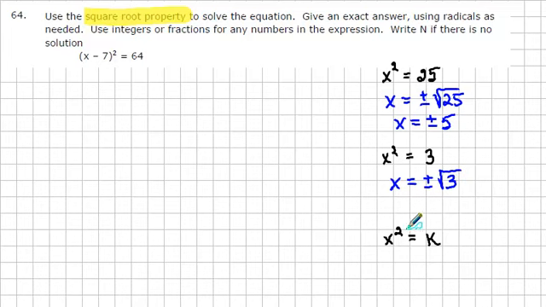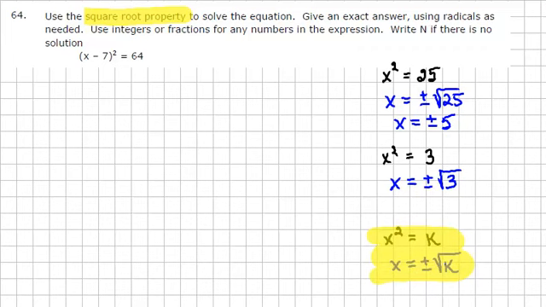Now to generalize, if we have x squared is equal to k, where k is some non-negative number, then the solutions will be the two square roots of k, both the positive and the negative square roots of k. So we write down x is equal to plus or minus the square root of k. This is the square root property. If x squared is equal to k, where k is some non-negative number, then x will be equal to plus or minus the square root of k.